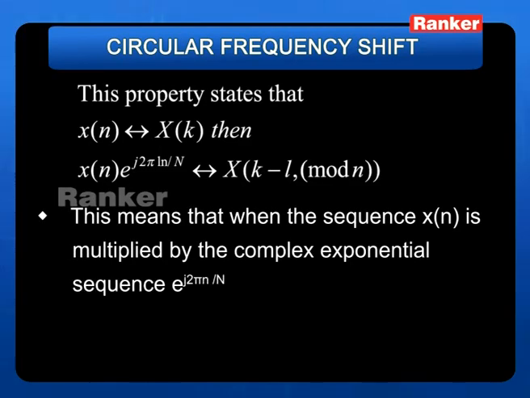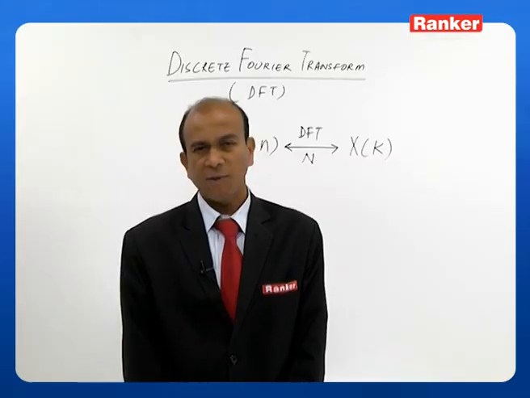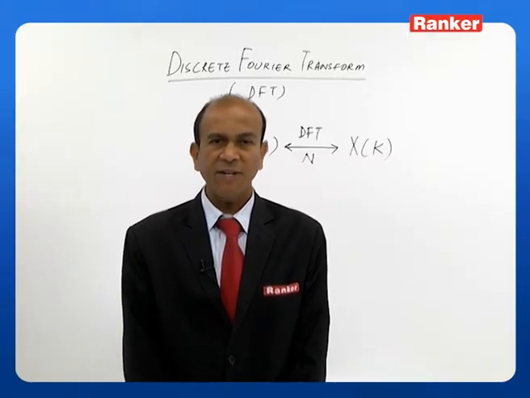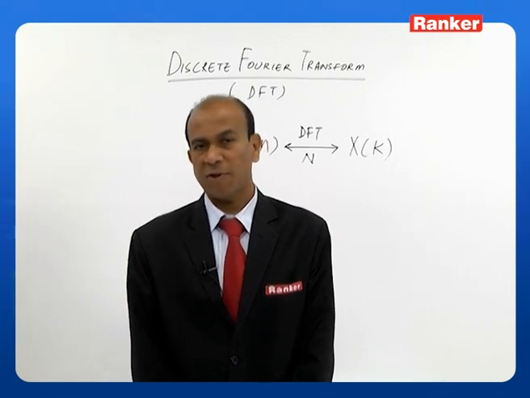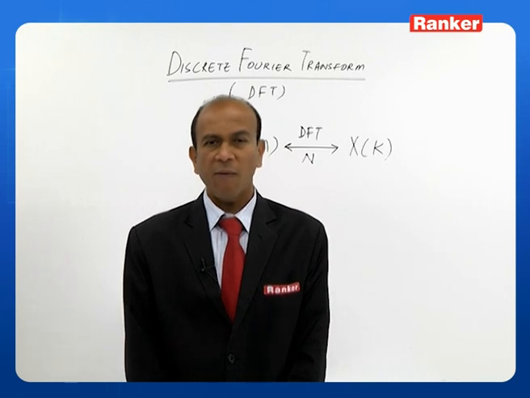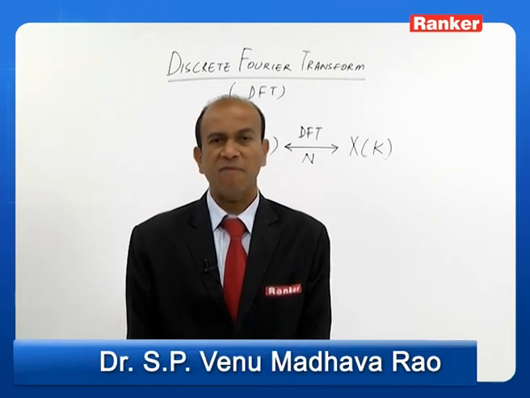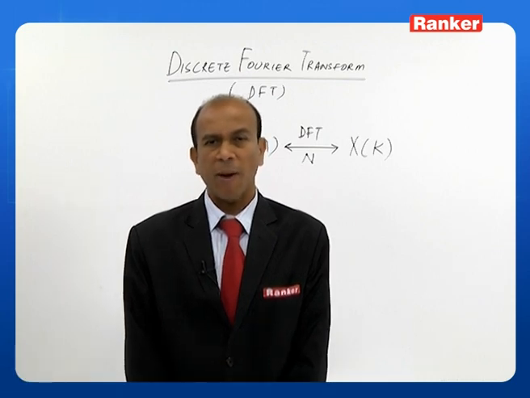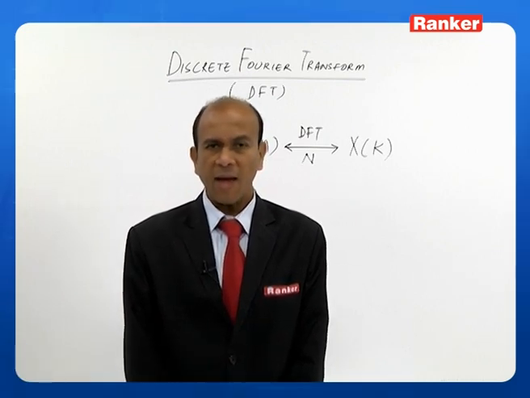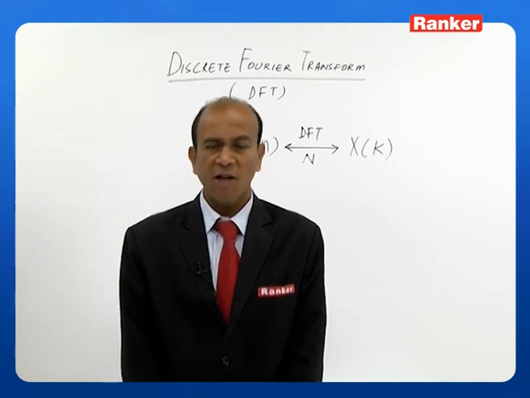This means that when a sequence x of n is multiplied by the complex exponential e to the power of j2 pi n L by N, it is equivalent to a circular shift of the DFT by L units in the frequency domain. You can see the similarity: we shifted in the time domain by L units, giving multiplication by e to the power of minus j2 pi k L by N in the frequency domain. Now when I shift the frequency sequence by the same L units, it will be a multiplication by the factor e to the power of j2 pi n L by N in the time domain. So this is the circular frequency shift property.